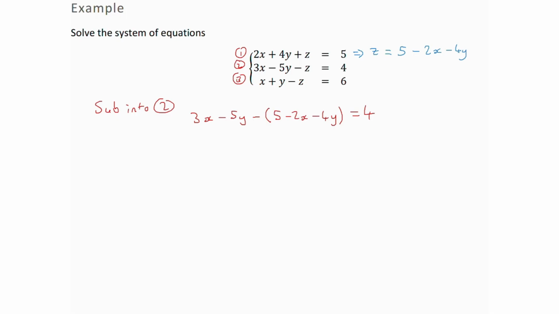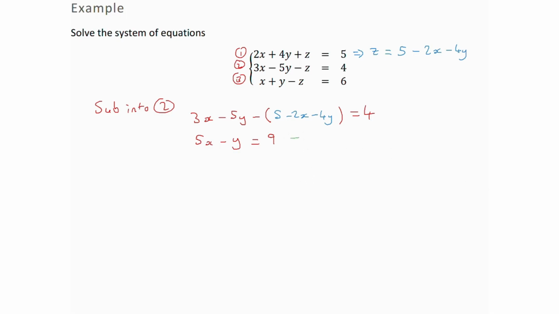So this bit here, maybe I should color code this, this bit here, 5 minus 2x minus 4y is what z was equal to there. Simplifying this a little bit, we have 3x minus 2x is 5x, minus 5y minus 4y is minus y. We've got minus 5 and then equals 4, so that's equal to 9.